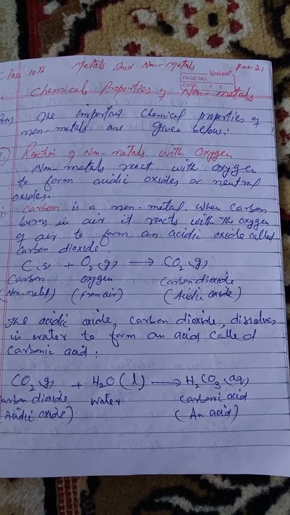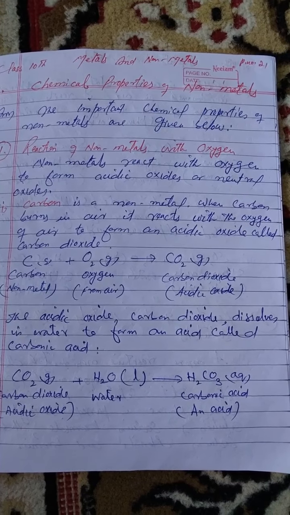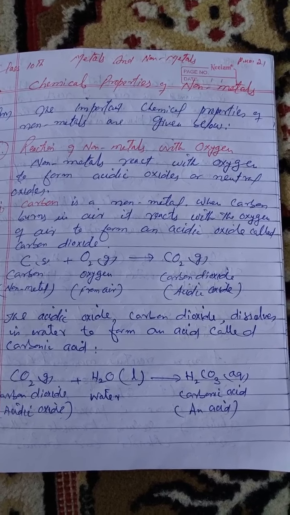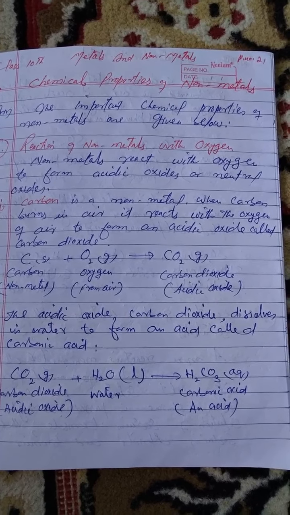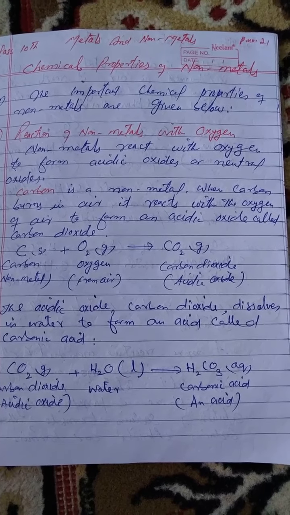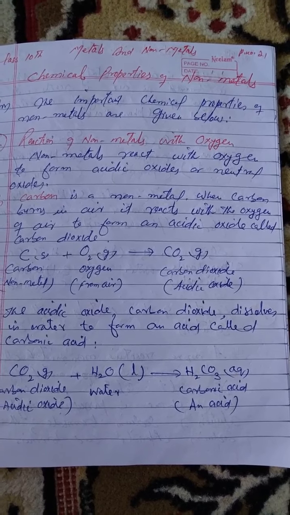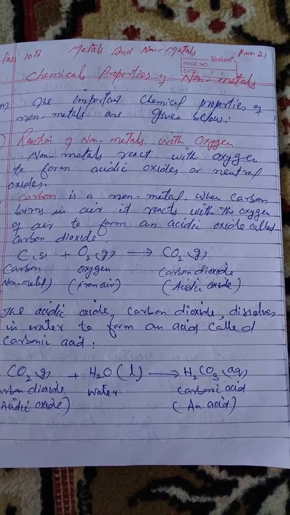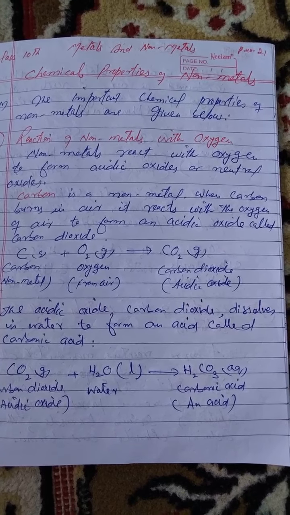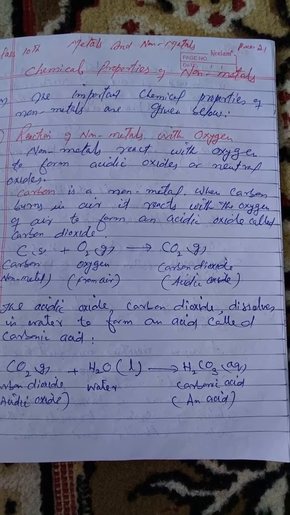Carbon is a non-metal. When carbon burns in air, it reacts with the oxygen of air to form an acidic oxide called carbon dioxide. So carbon reacts with oxygen, forms carbon dioxide. So carbon dioxide is an acidic oxide. Carbon dioxide dissolves in water to form an acid called carbonic acid.